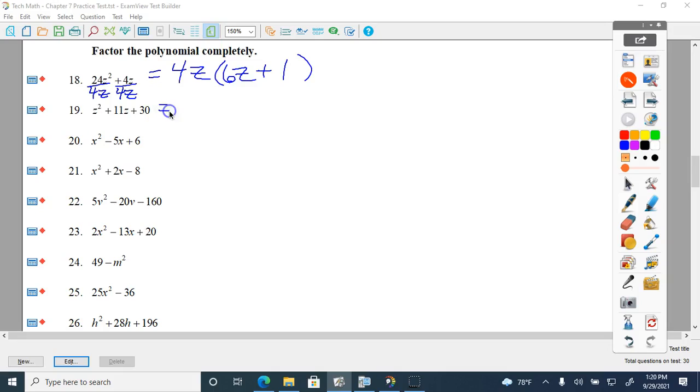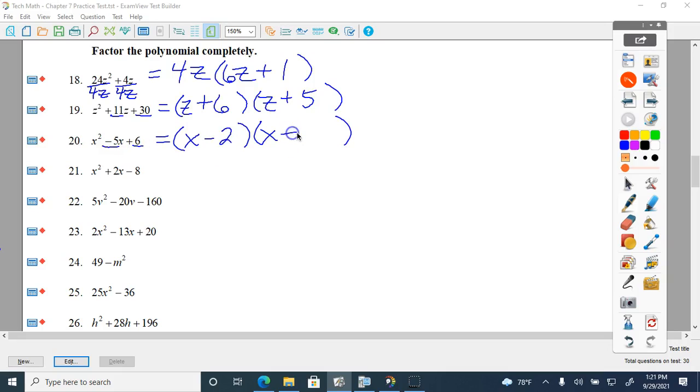19. Does it have a common factor? It does not. So we just play the game. Two numbers that multiply to be 30 and add up to 11 would be positive 6 and positive 5. Same process for the next one. There is no greatest common factor, so I need two numbers that multiply to be 6 and add up to negative 5. Negative 2 and negative 3 is correct.